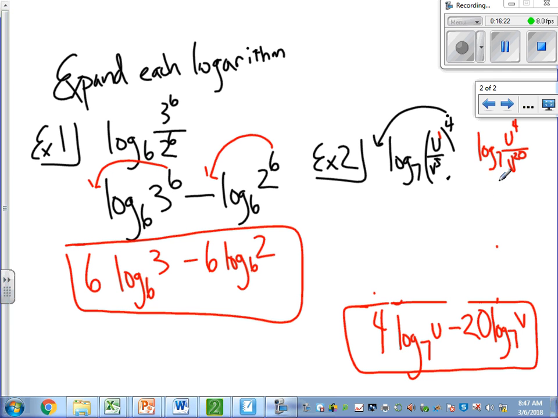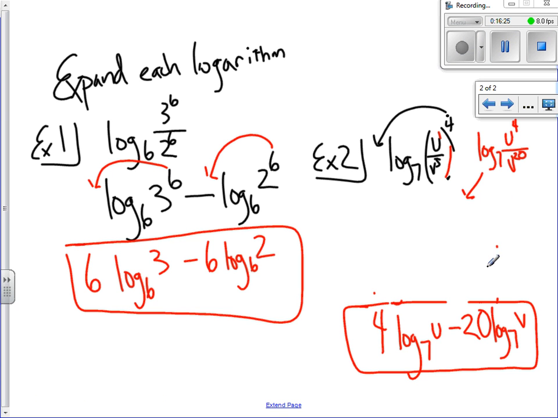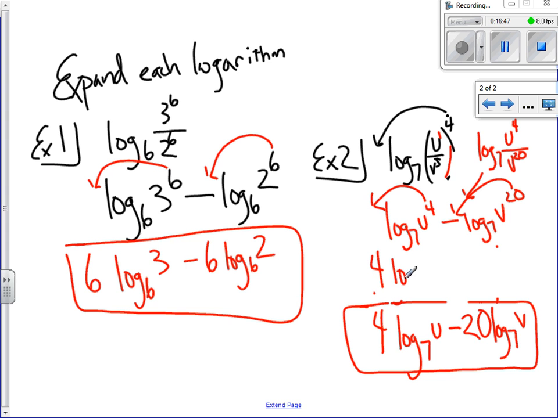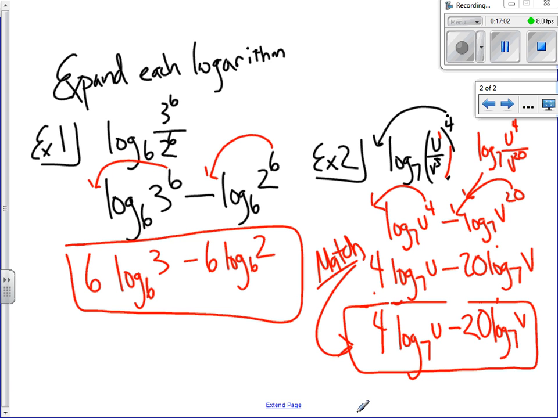Okay, so now I'm going to get log base 7 of u to the 4th minus log base 7 of v to the 20th. And now if I apply the power rule, I can slingshot the 4 down, I can slingshot the 20 down, and that's going to give us exactly what we have in the box. We're going to get 4 log base 7 of u minus 20 log base 7 of v, and you can see that matches exactly what we got before. So there's 2 ways we could have done example 2.